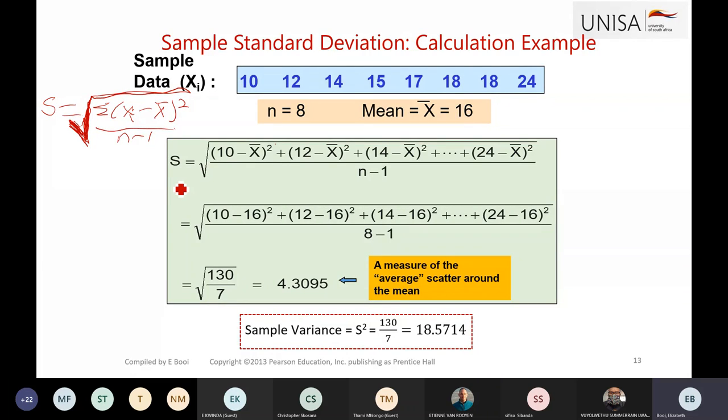Then we can substitute the value of our mean. I could have skipped that first step and just gone in here, because I could have said 10 minus the mean, which is 10 minus 16 squared, plus 12 minus 16 squared, plus 14 minus 16 squared, plus, and I add all of them. Divide by n minus 1, which is 8 minus 1.